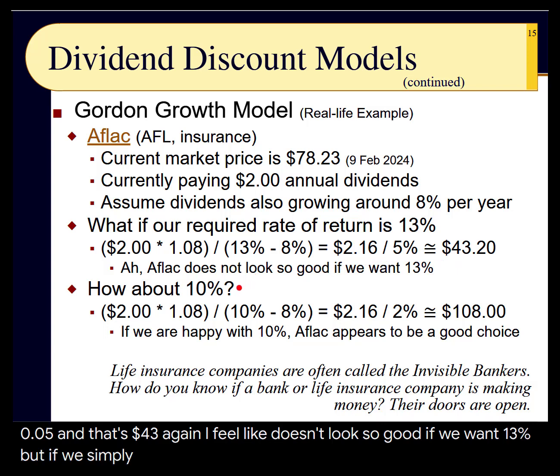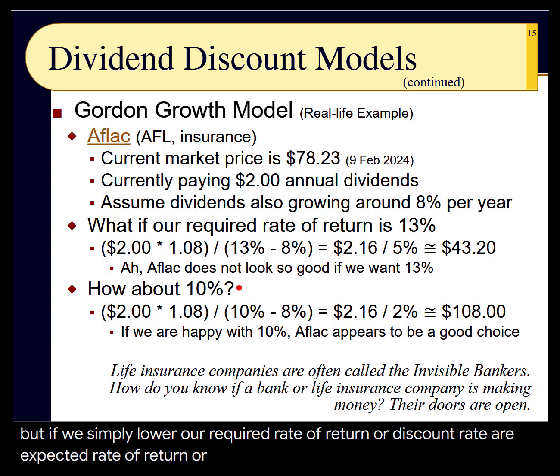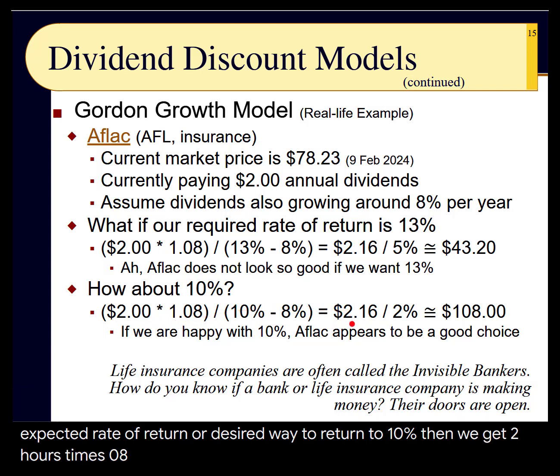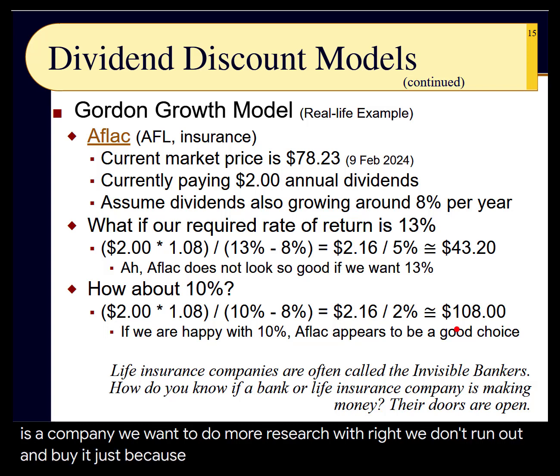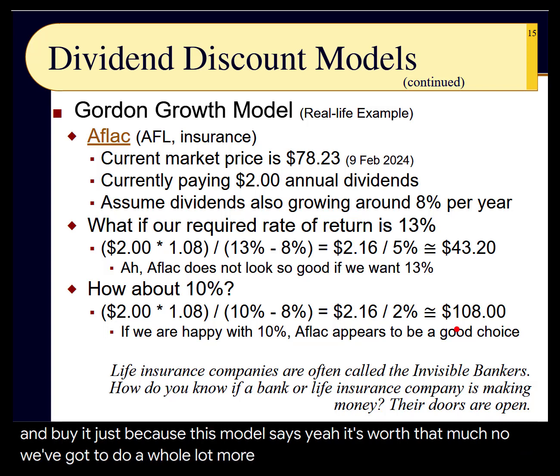But if we simply lower our required rate of return, our discount rate, our expected rate of return, our desired rate of return to 10%, then we get $2 times 1.08, or $2.16, divided by 0.02, or $108. So if we're happy with 10%, Aflac is a company we want to do more research with. Right. We don't run out and buy it just because this model says, yeah, it's worth that much. No, we've got to do a whole lot more research.